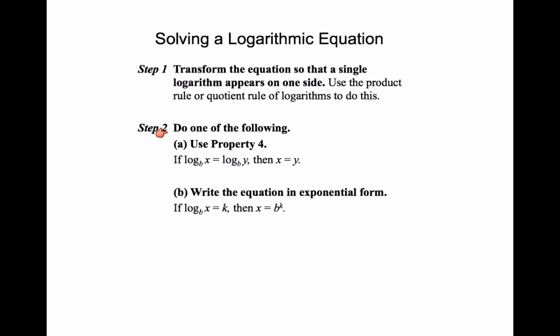Step number 2 is to do one of the following. Either use this property here: if log of x is equal to log of y with the same base, you can conclude that x is equal to y. Or you sometimes have to write this in its exponential form. If I get log of x equal to k with the same base b, I would write it as b to the power of k is equal to x. Then we can solve for x.